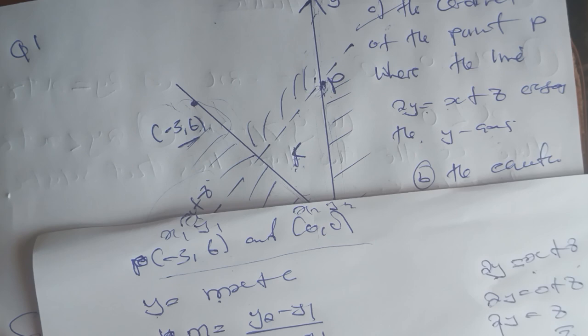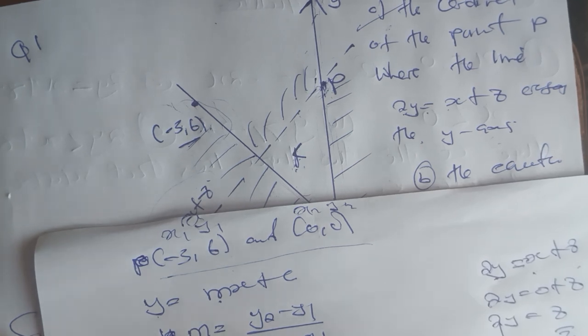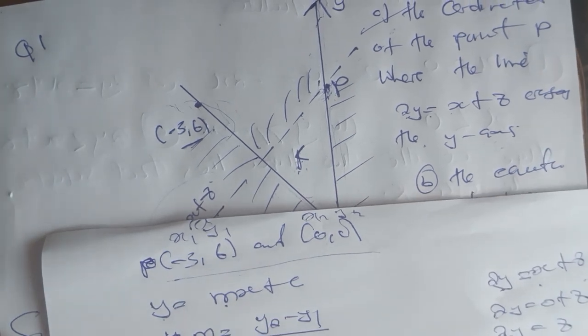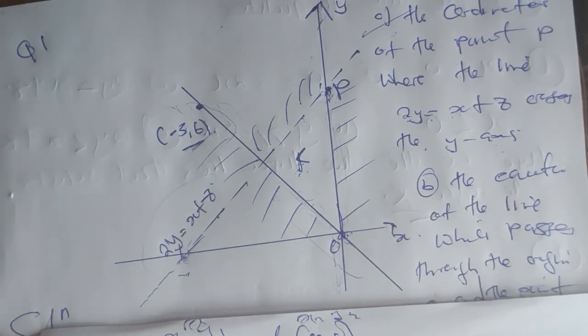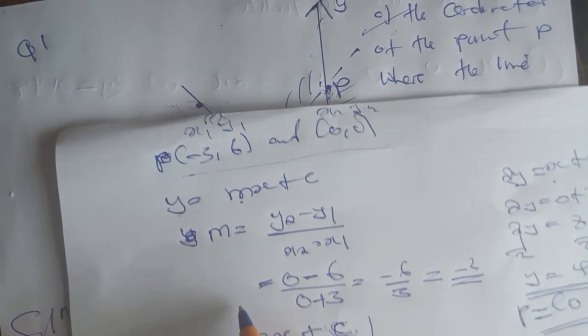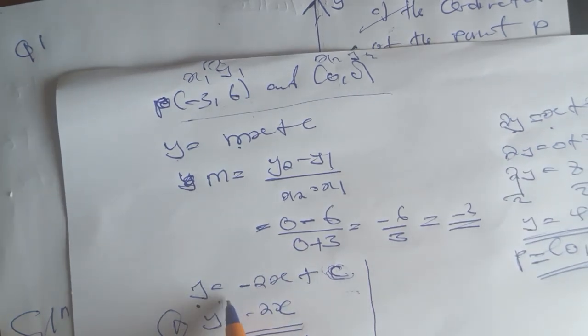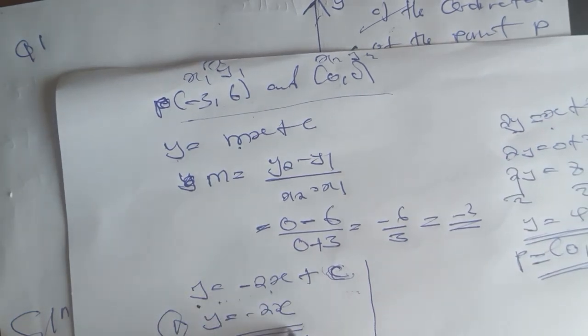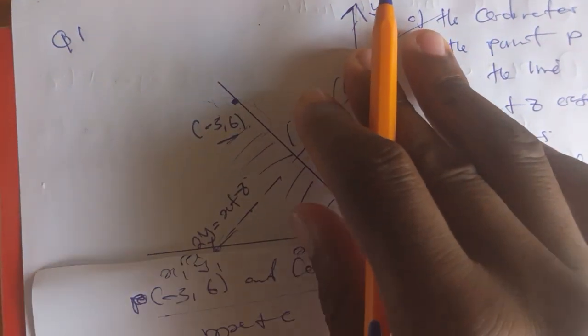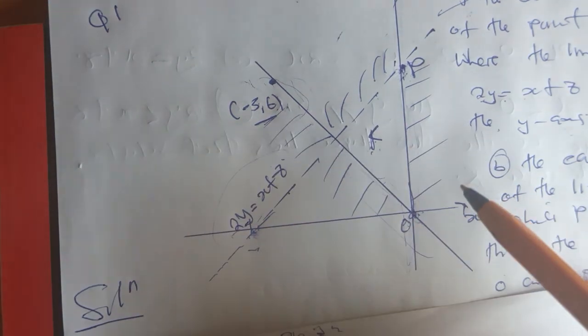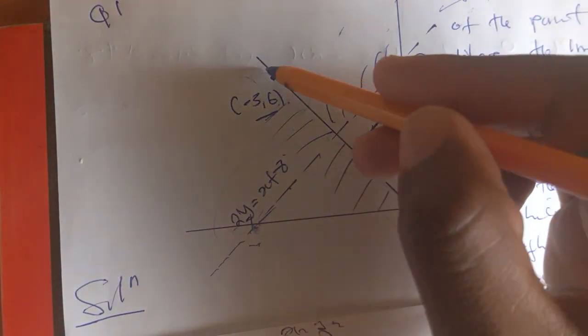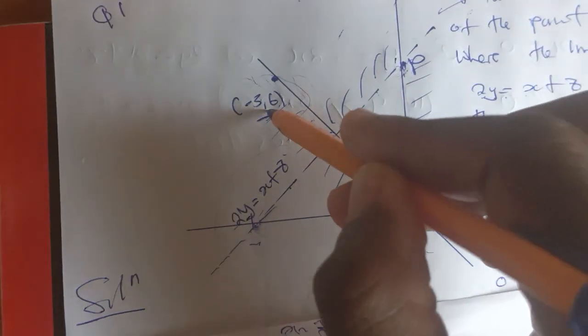So now, how do you define the inequality? I hope we are together. You know that this is a line. We'll start with this one, which is y equals negative 2x. So this is the equation we're talking about, y equals negative 2x, the one we solved for, which passes through the points 0, 0 and negative 3, 6.